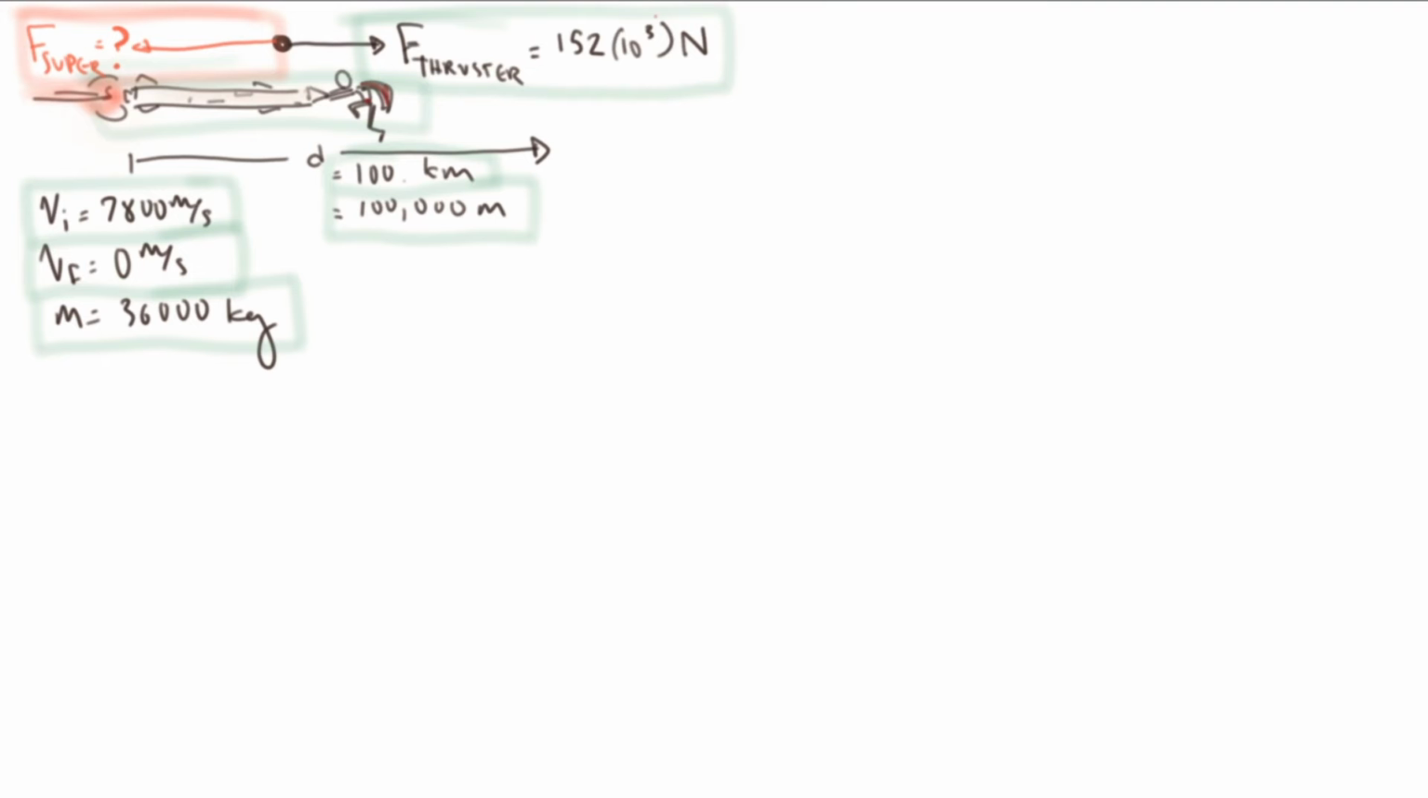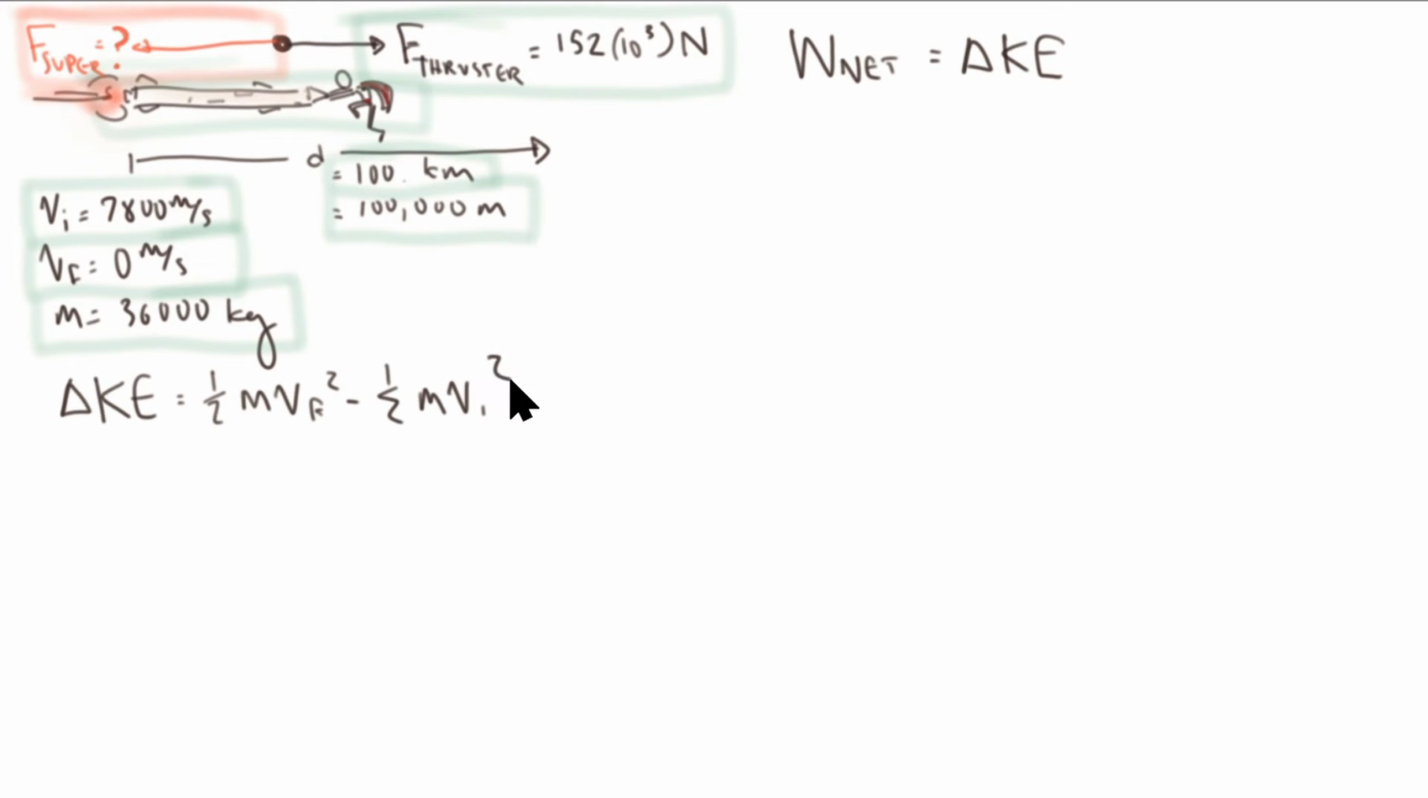So the equation that's going to be the basis for our solution is the work-energy theorem. It says work net is going to equal the change in the kinetic energy. Let's get the change in kinetic energy out of the way first here to the right, since we have a little extra space anyway. So change in kinetic energy is going to equal 1/2 m vf squared minus 1/2 m vi squared. That is the final kinetic energy minus the initial kinetic energy.